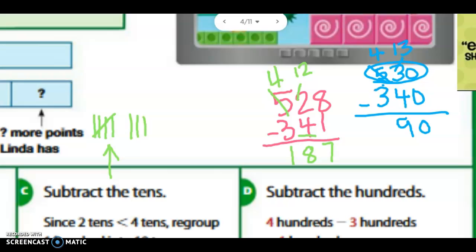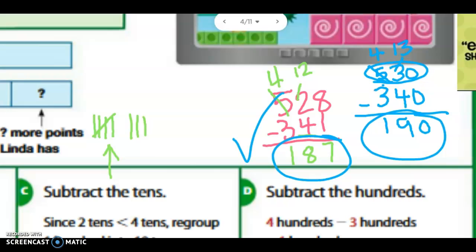And 4 minus 3 is 1. Is it a reasonable answer? Is 190 close to 187? Yes. So that's a good way to check. On to the next page.